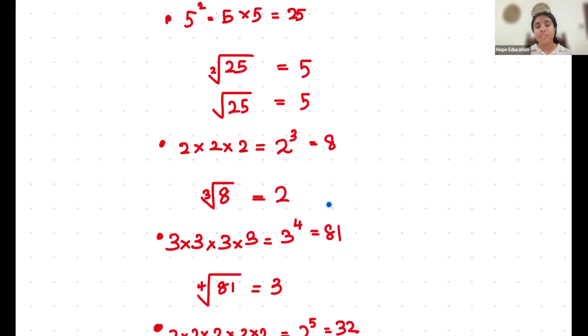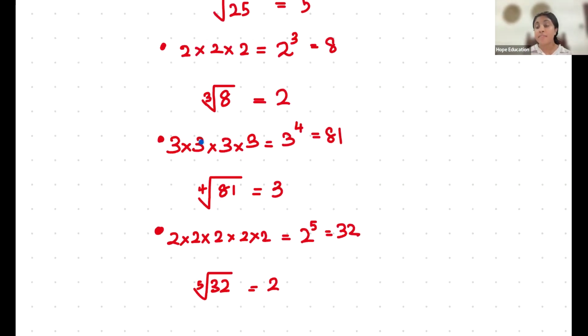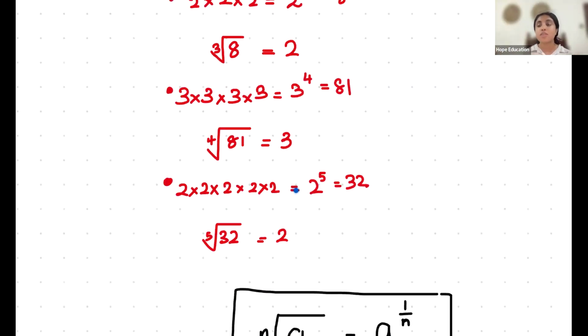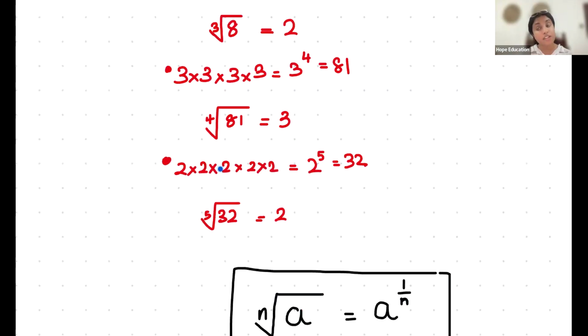Like that here, 3 times 3 times 3 times 3 is 81. That is 3 to the power 4 is 81. That means four 3s are multiplied to make 81. Then what is the fourth root of 81? That is 3. Then 2 times 2 times 2 times 2 times 2 is 32, which means 2 to the power 5 is 32. Five 2s make 32. Then the fifth root of 32 is 2. Up to that point, is it clear?